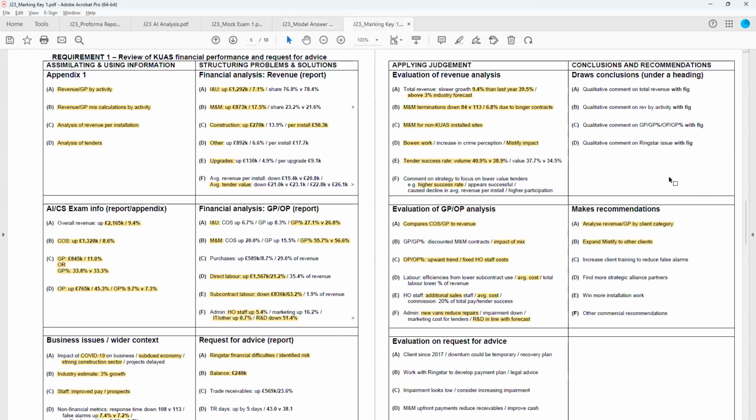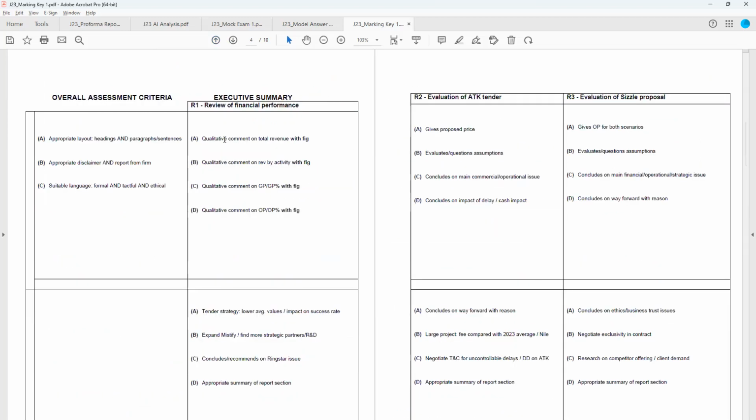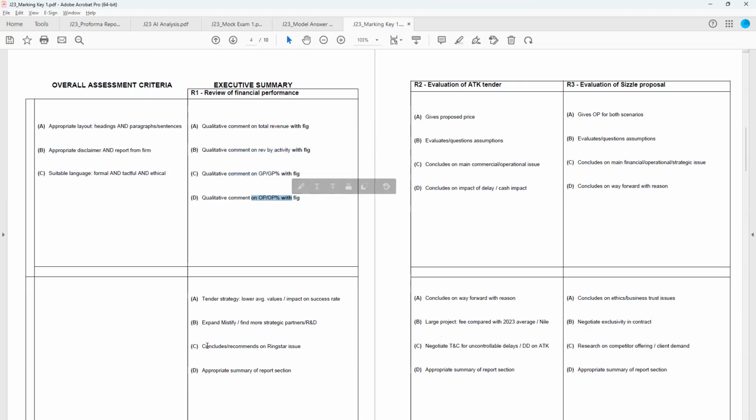And you can see that in the marking key, because you can see that to conclude on what's happened in the year, you need to comment on total revenue by activity, gross profit, operating profit, and the ringstar issue. But similarly, if you're going to summarize what's happened in the year, you are also going to need a comment on total revenue, revenue by activity, gross profit, operating profit, and something on the ringstar issue.